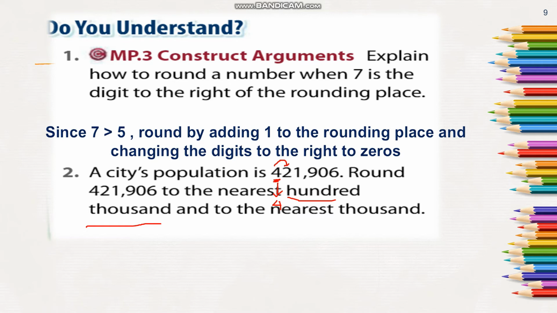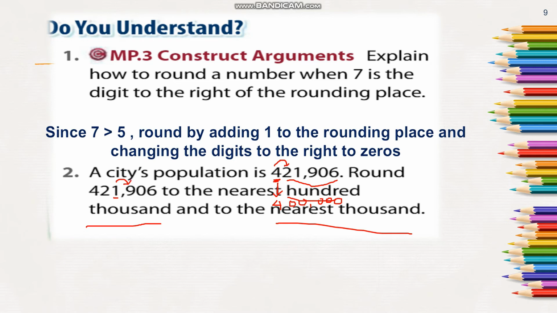Then we just simply change this into 0. So the answer when you round to the nearest 100,000 is equivalent to 400,000. But how about the nearest 1,000? Where is the nearest thousands place? The nearest 1,000 is 1 and it is followed by 9.